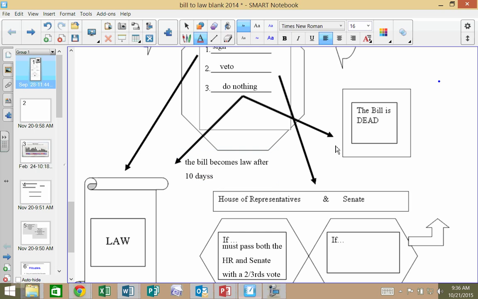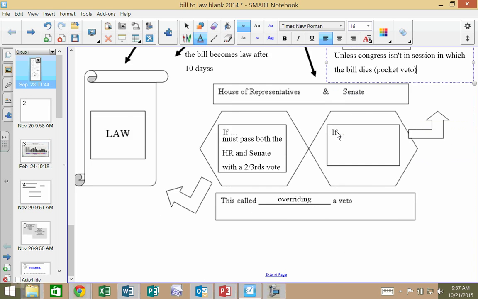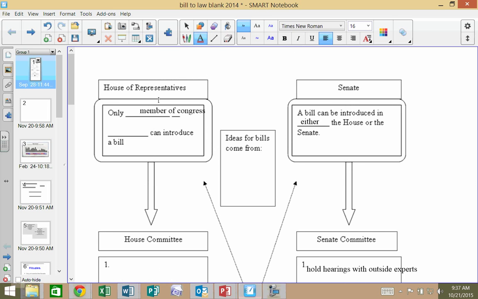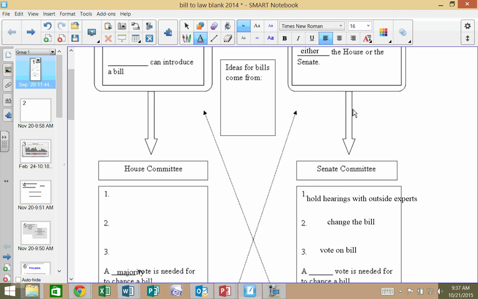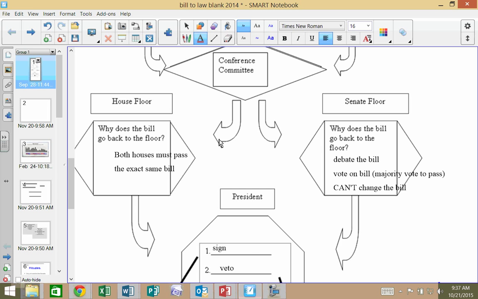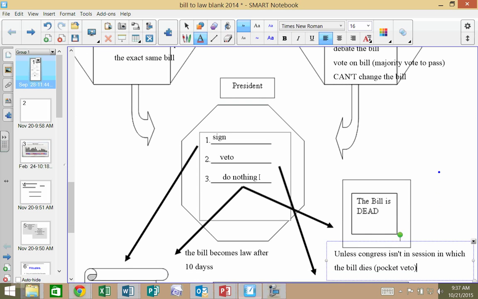Unless Congress is not in session, in which the bill dies. That's called a pocket veto. Okay? Now, if it gets through all of these steps, and there's a lot of steps, if it makes it through the committee, and then the floor, and then the committee, and then the floor, and then the conference committee, and then the floor of both houses, and is signed by the president, then that bill has become law.